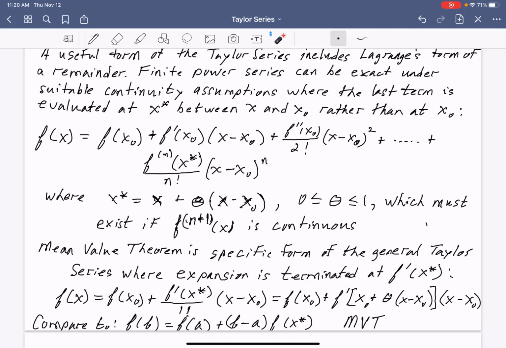And if you compare that to the mean value theorem which we had, which was f(b), which is here our f(x), equal to f(a), which would be that term, plus (b minus a) times f prime of x star.